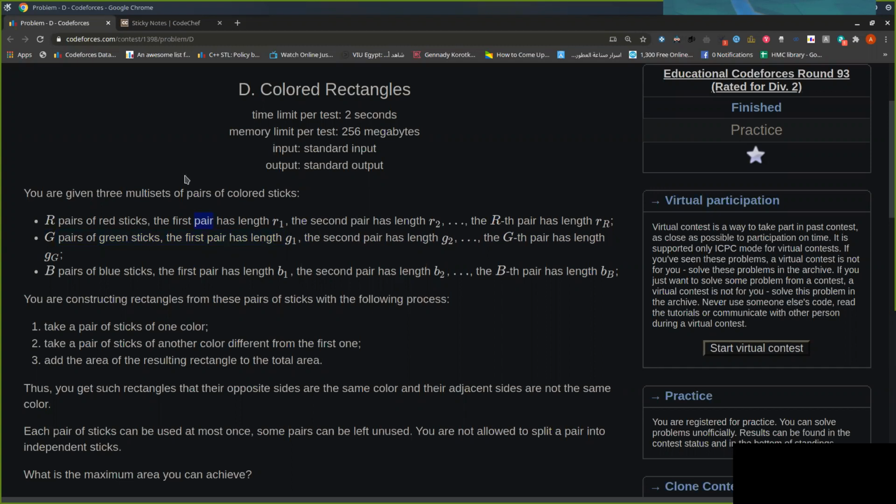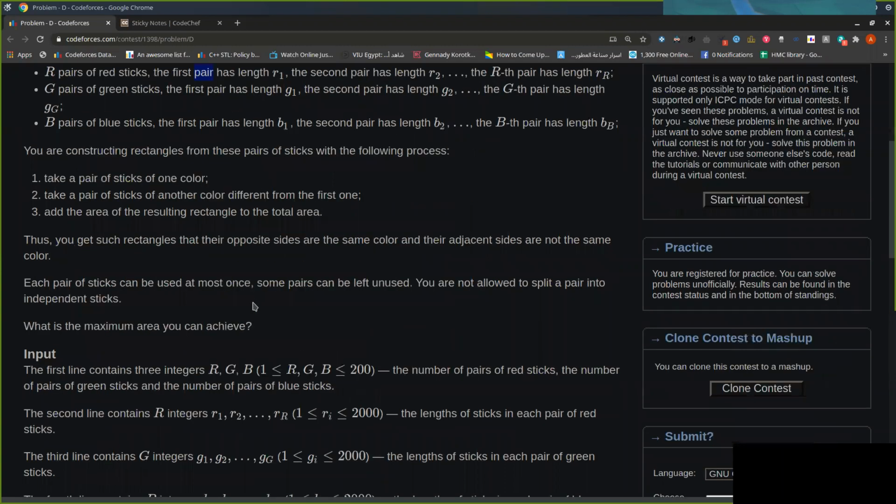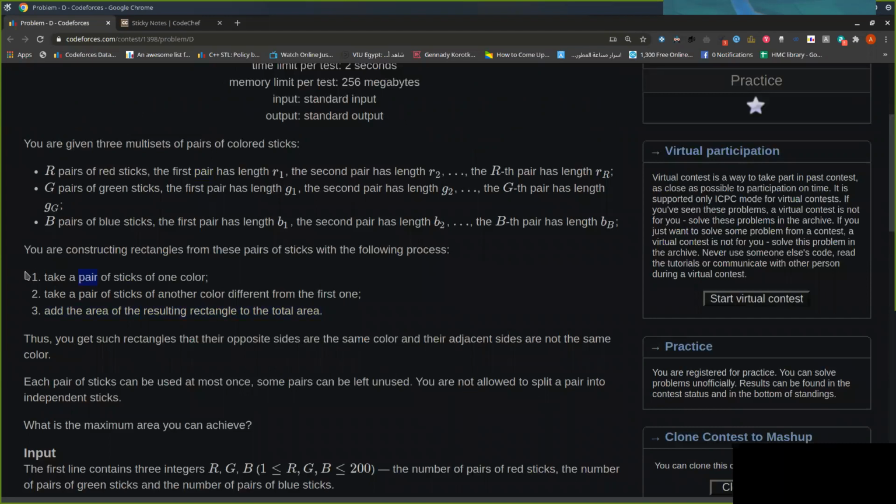Okay, and we want to form rectangles to maximize their area, but with the following rule. We want to take a pair of sticks of one color, so we can take a pair of sticks of red color, and then another pair of a different color. So we can take a pair from red and a pair from green, and then make a rectangle from them. This rectangle can also be a square.